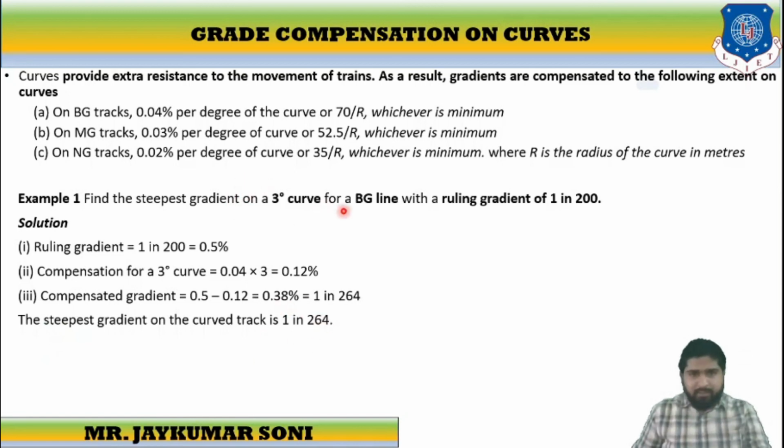See, 3 degrees is given, broad gauge line is given. What we have done is picked up this criteria, multiplied it with this, and got this value. This is already given in the form of horizontal to vertical. We just have to deduct this value from this value, and this is how we get the answer. So this is all about grade compensation on curves with respect to railway transportation. I hope you have gone through the concept thoroughly. Thank you.